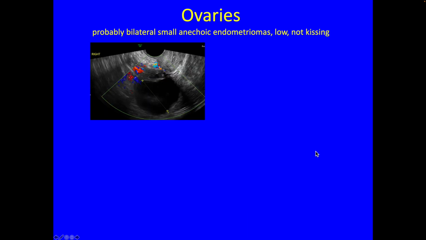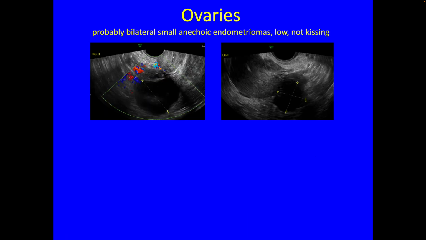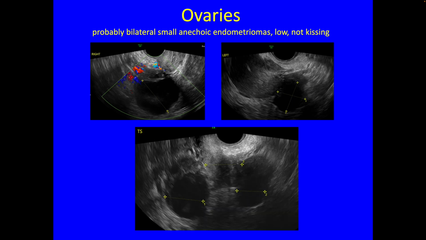And then looking at our ovaries, they're probably bilateral small anechoic endometriomas. They are low in the pelvis, but not kissing. Here I've rotated on the torus, and you can see that both ovaries are adherent to the uterosacral ligaments. I would have proved that by some very gentle sliding sign.